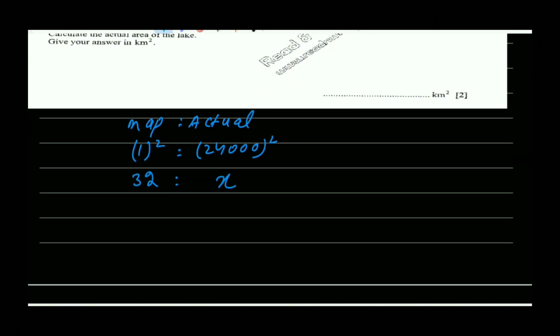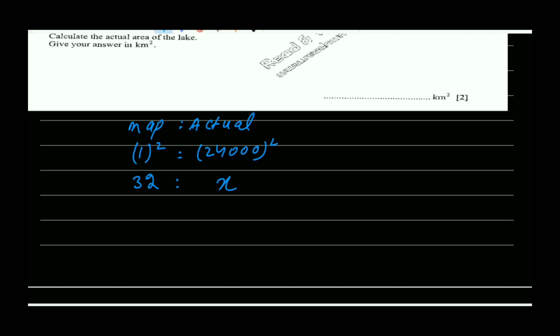So what we will do here now, on a map the lake has an area 32. So we will write here 32, and we are going to find the actual area of the lake. So we will fill it like that. So now we will do cross multiplication. X will be multiplied with 1, and 32 will be multiplied with 24,000 square.